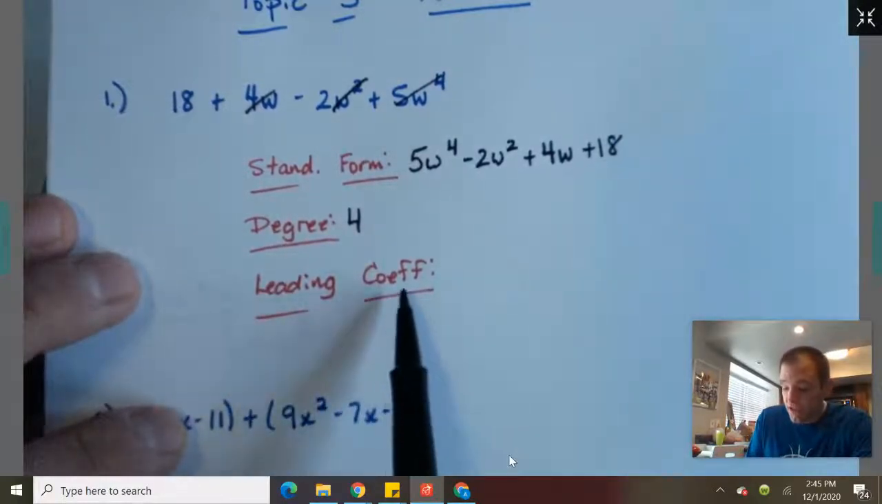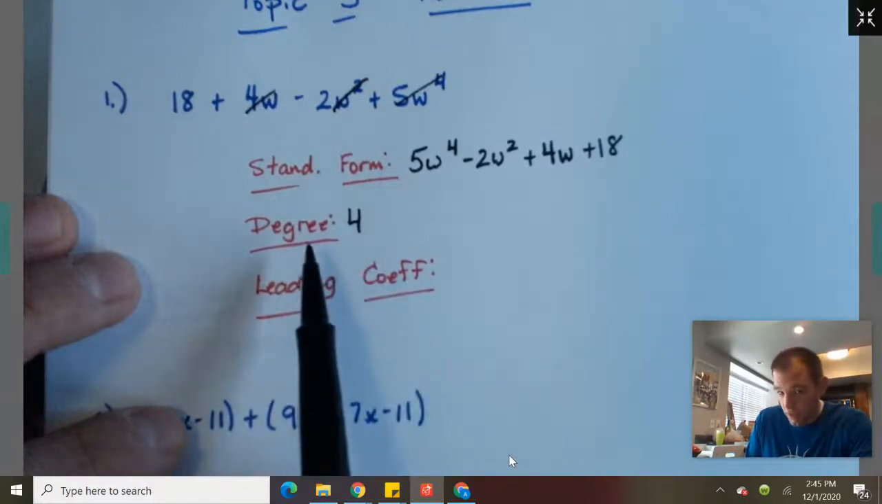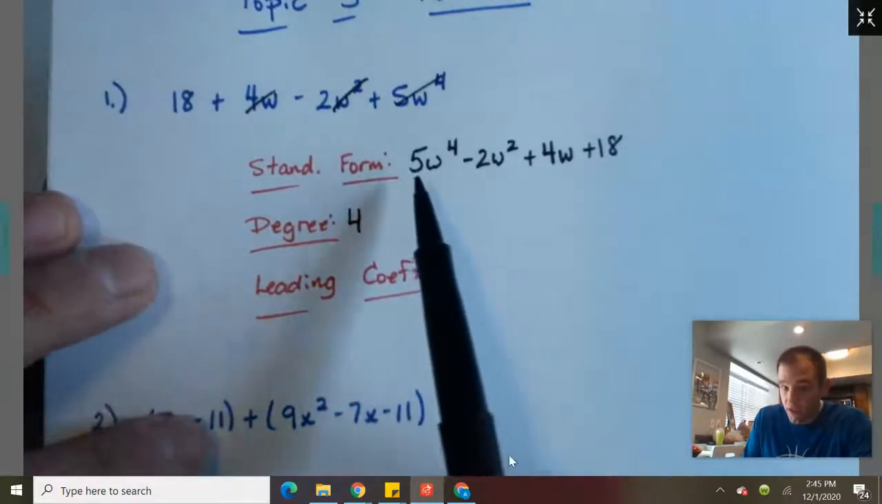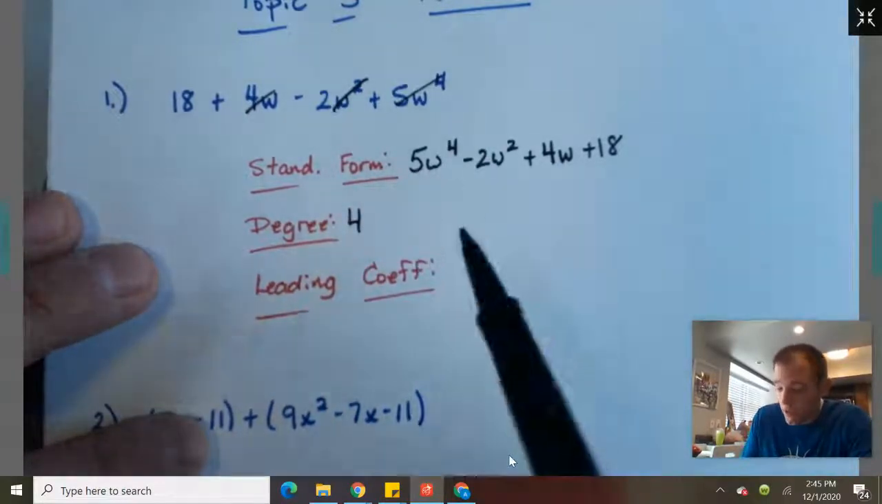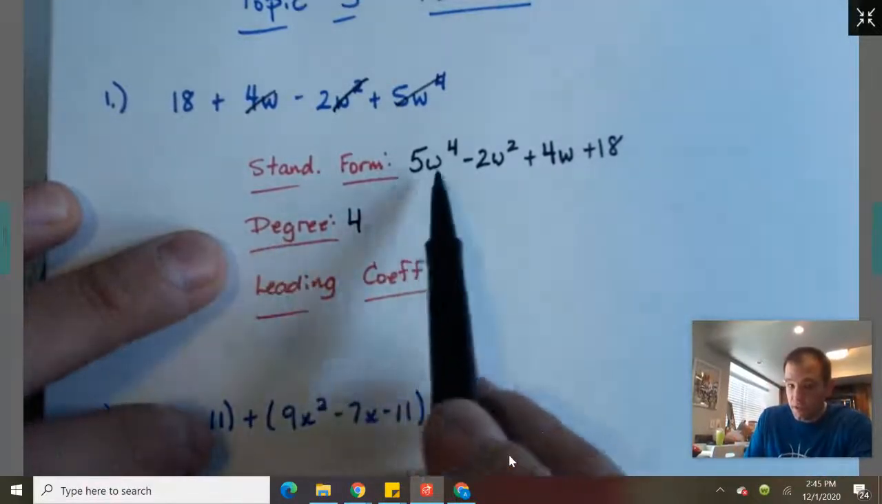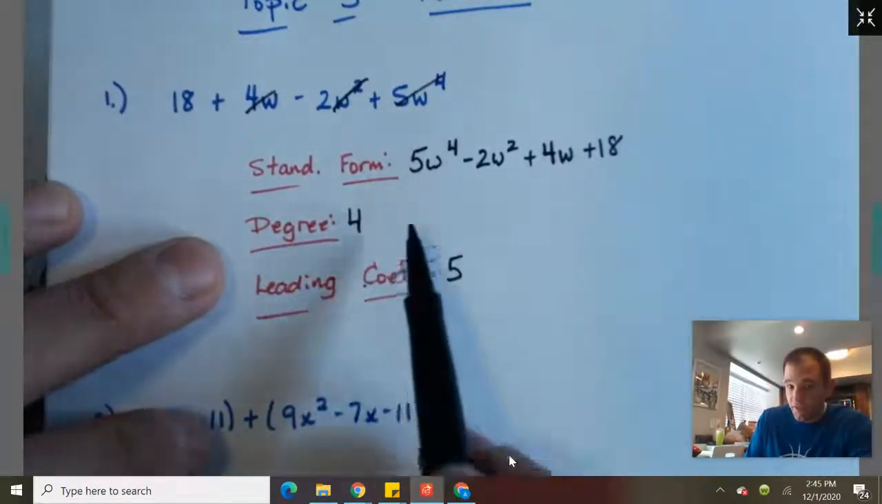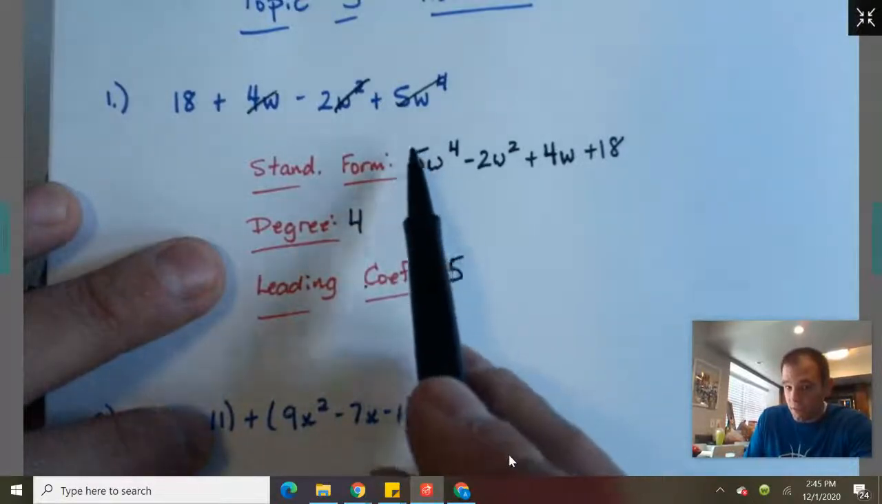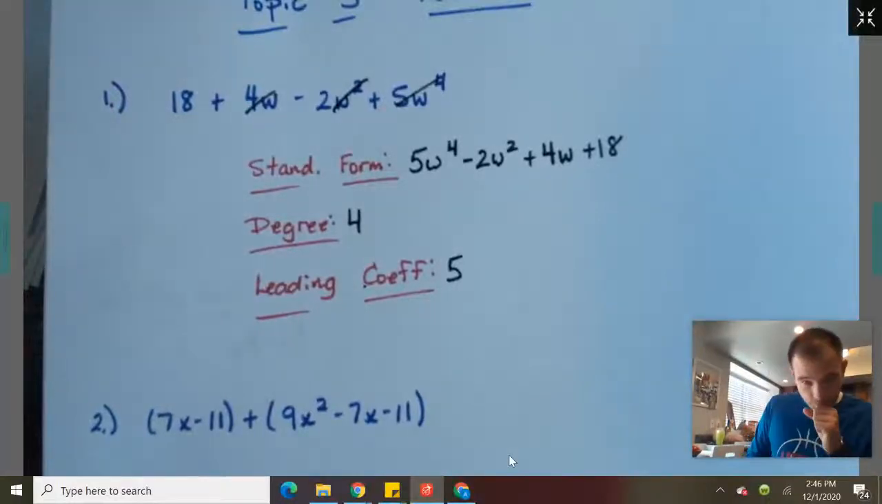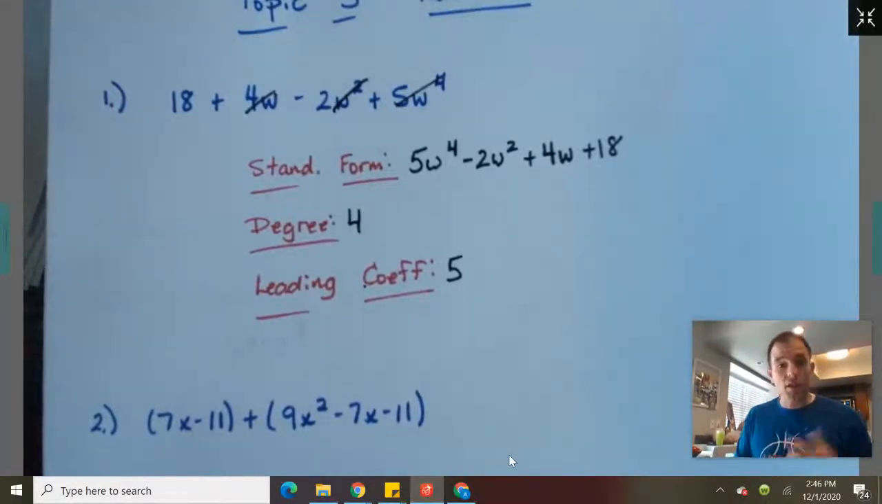And the leading coefficient is the number in front of the degree. So coefficient means the number in front, and leading means first. So the number in front of the biggest exponent, in this case, is a 5. So the degree is 4 because it's the biggest exponent. The leading coefficient is 5 because that's what comes first in front of the biggest exponent. There's going to be some questions like this on your exam. If you have questions at any point, just reach out to me and let me know.